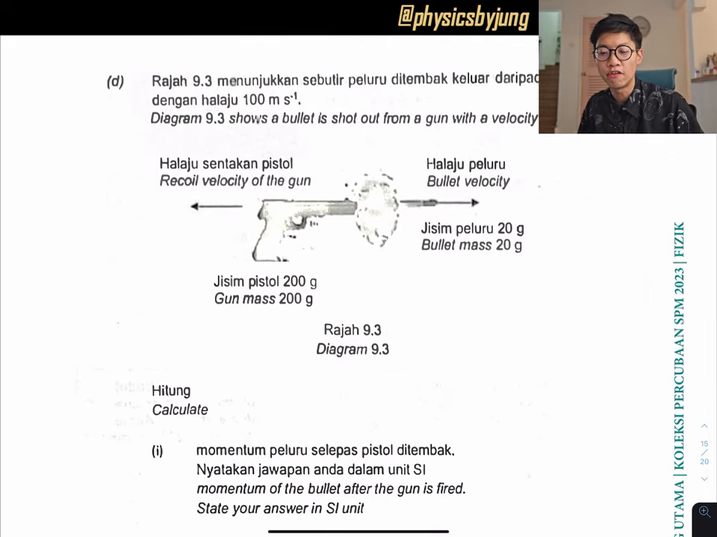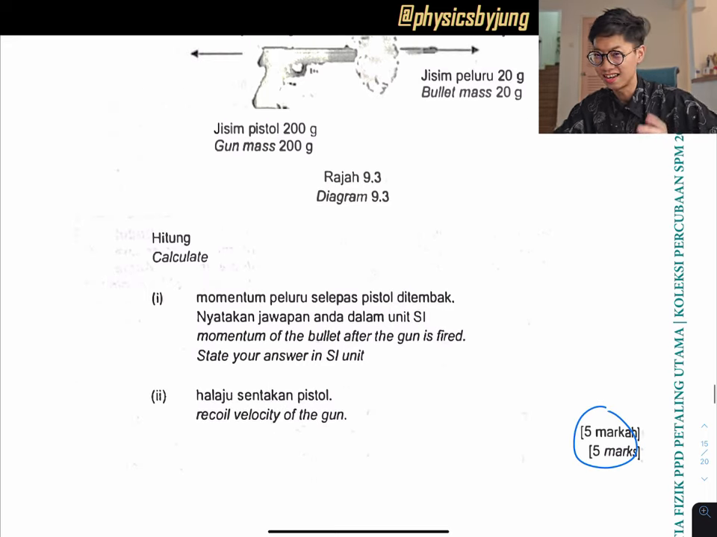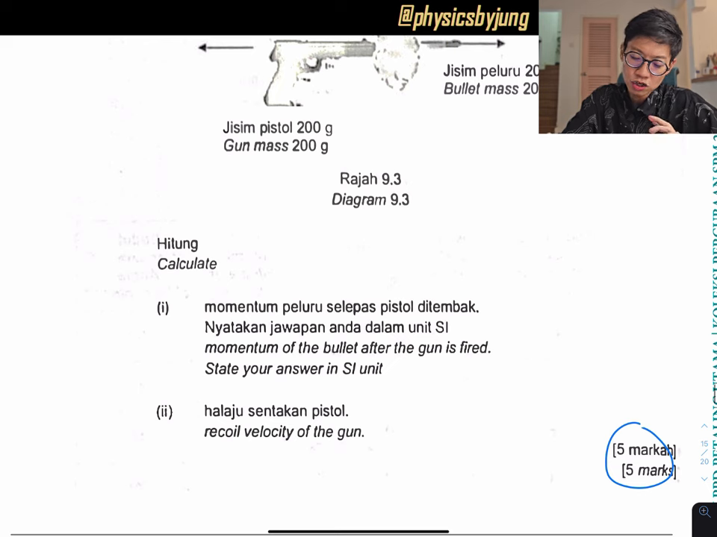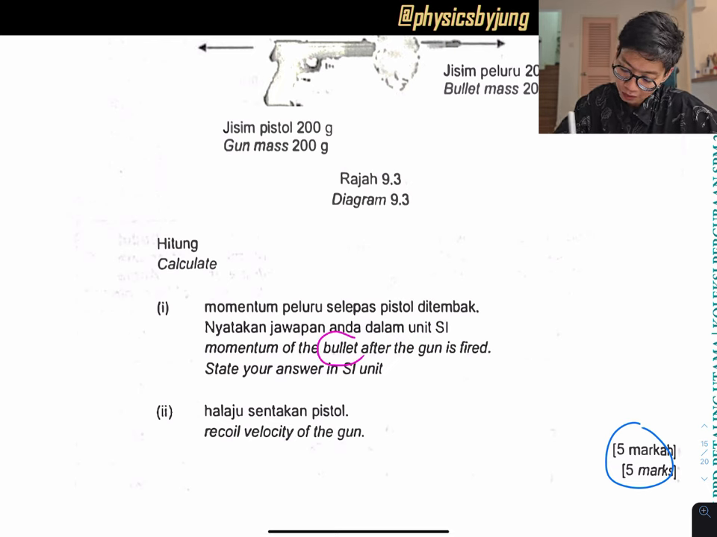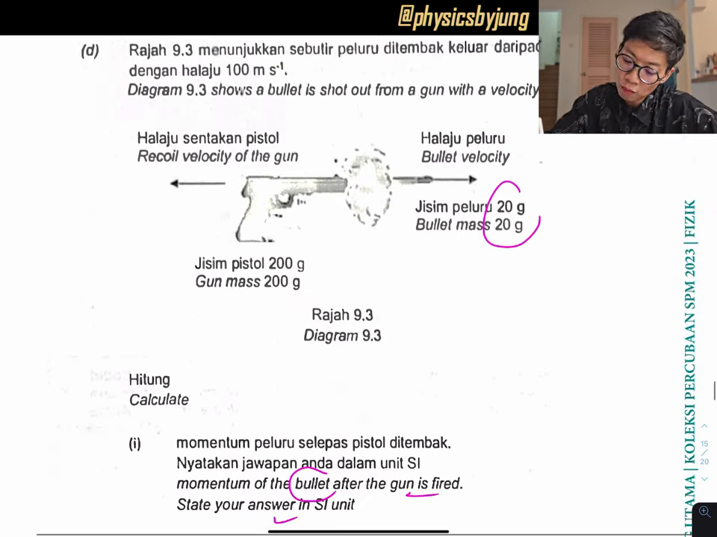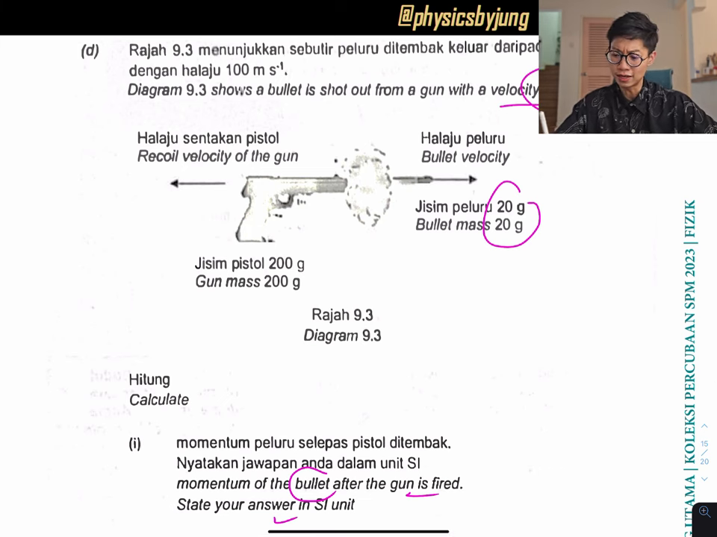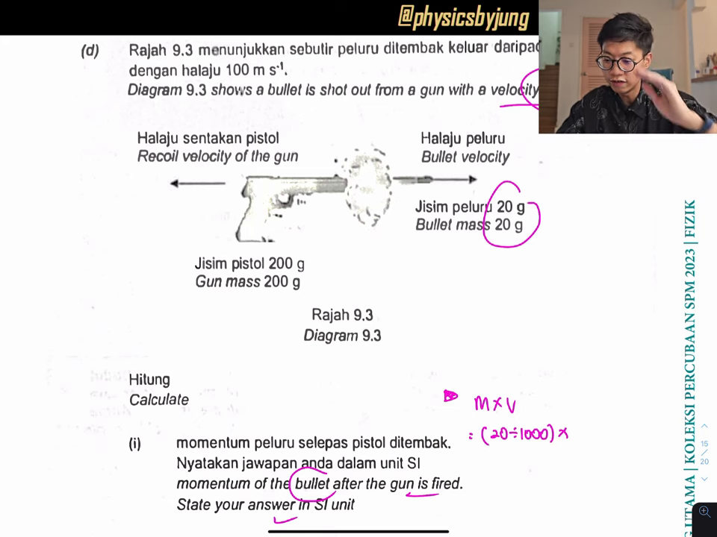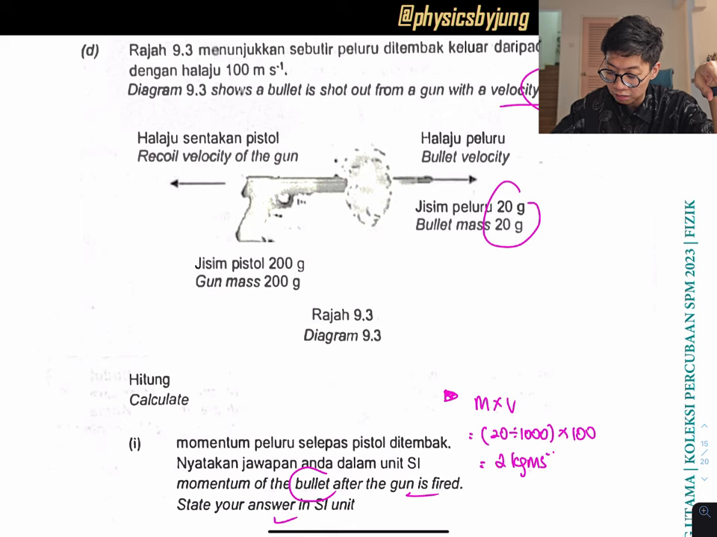This is a bullet shot from a gun with a velocity of 100 meter per second. So here you have to calculate, 5 marks. Guys, I told you before, 5 marks is easy marks. Momentum of the bullet after the gun is fired, SI unit. Bullet 20 gram, bullet velocity 100 meter per second. Very simple, right? Mass times velocity. So this 20 grams, I'm going to divide by 1000, change to kg. The velocity here is 100 meter per second. If I calculate this, I will get 2 kg meter per second.